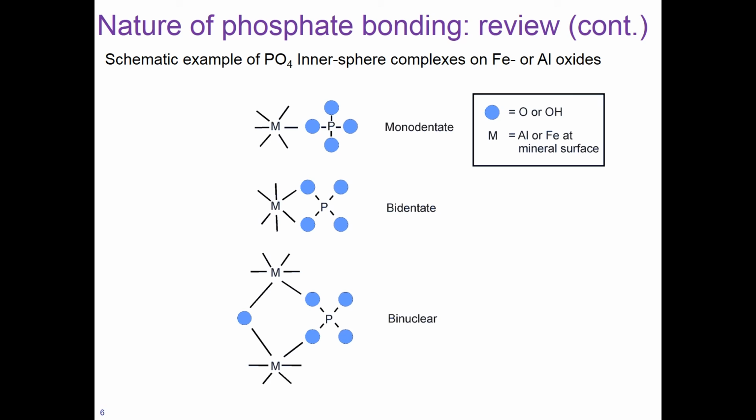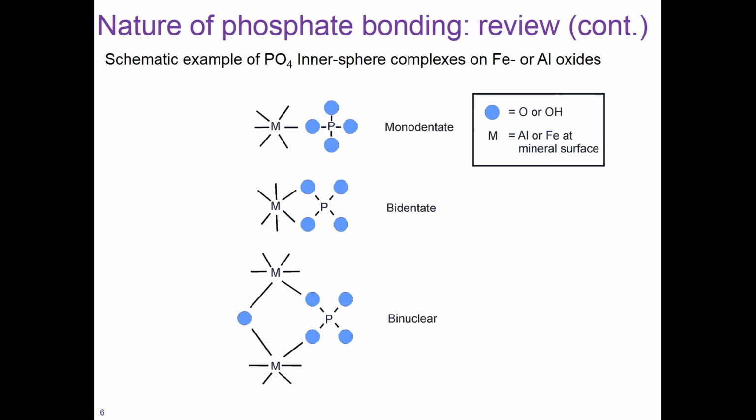This is a schematic example of phosphate inner sphere complexes on iron or aluminum oxide mineral surfaces. The blue circles represent oxygen or hydroxyl. The M's represent aluminum or iron at the mineral surface. In the upper case, we have a single phosphate bonded through a single bond with a single metal in the mineral surface. The bond is through an oxygen or hydroxyl, and this is referred to as a monodentate association.